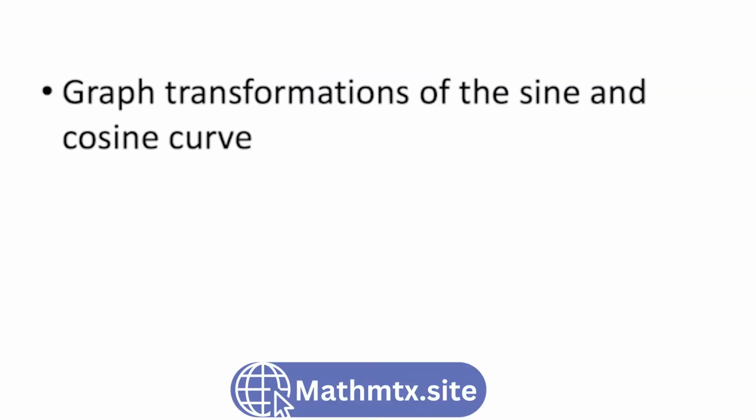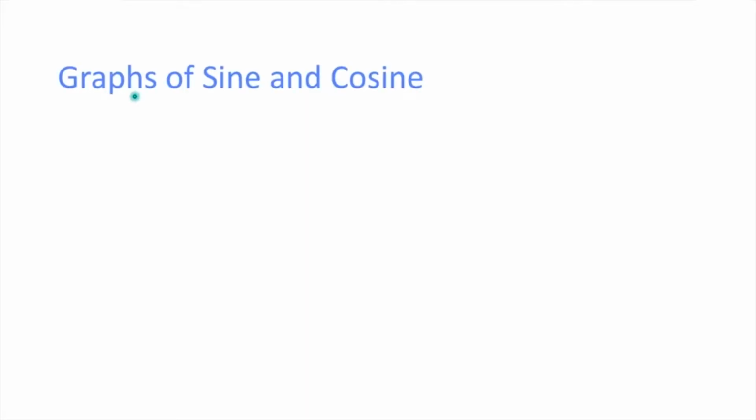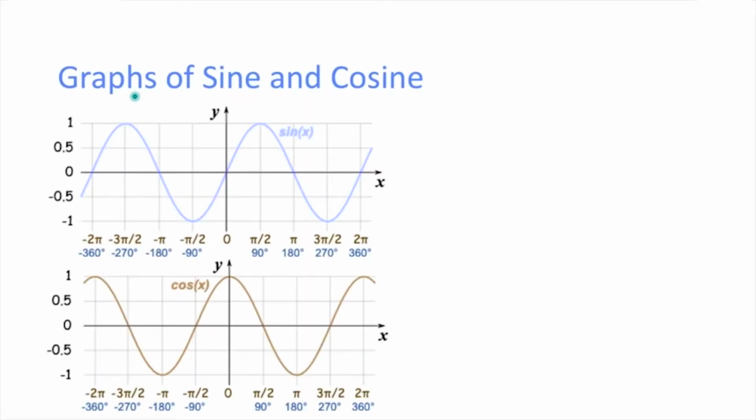So by the end of this lesson, you should be able to graph transformations of the sine and cosine curve. The sine and the cosine function are very similar. They both form wave patterns. The sine function is the graph in yellow and the cosine function is the graph in blue.